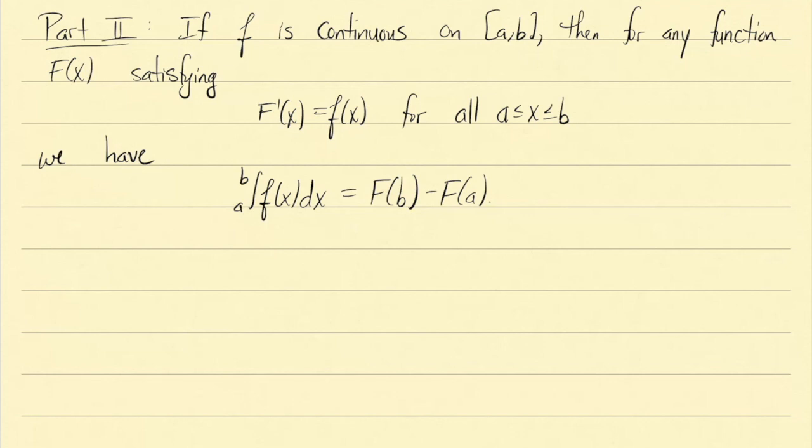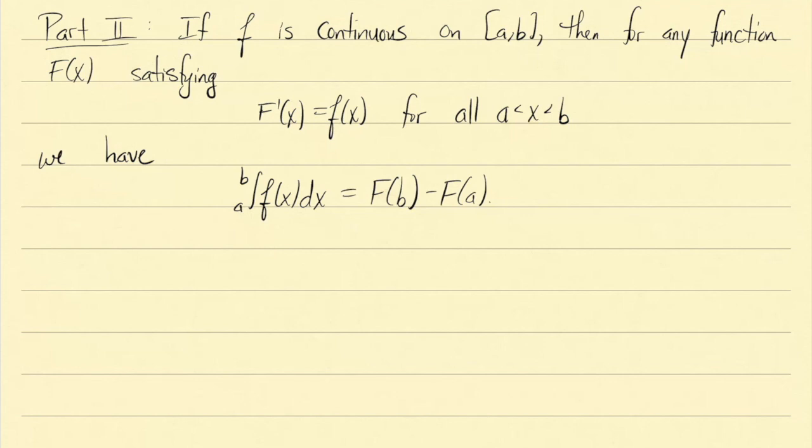Part 2 tells us that if we can choose any function that we like, capital F, so that its derivative is equal to f on the open interval from a to b, then the definite integral from a to b of little f is big F evaluated at b minus big F evaluated at a. So this is an important piece.